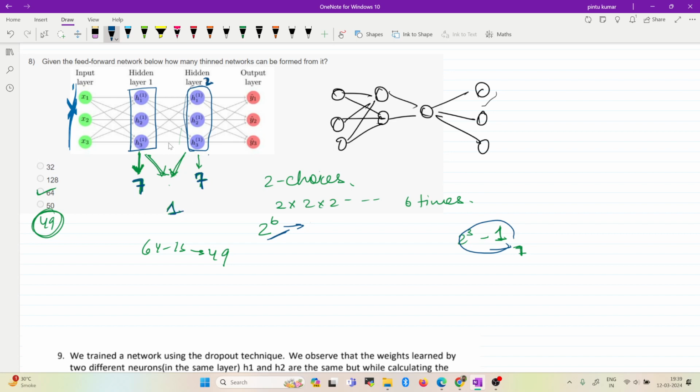And 1 is the count where we have dropped all the nodes in hidden layer 1 as well as hidden layer 2. So we should subtract something like 64 minus 15. So 49 should be the correct answer. Do you agree, Naman?